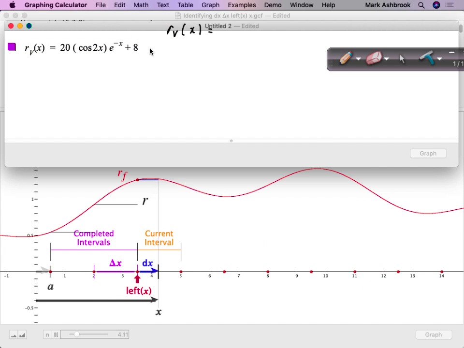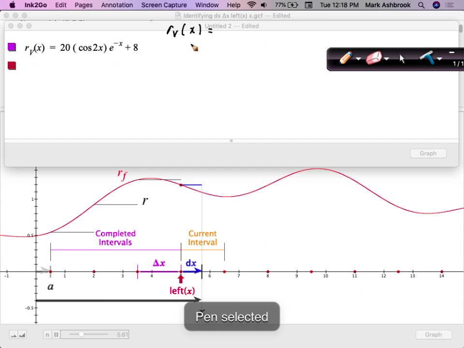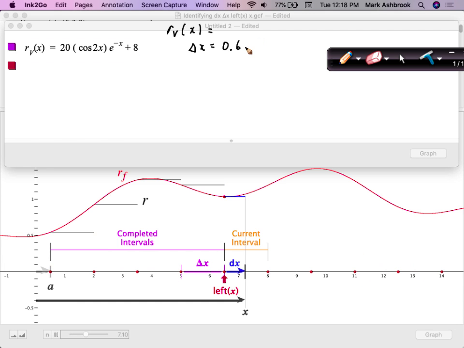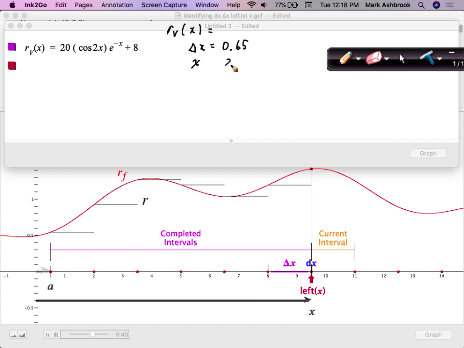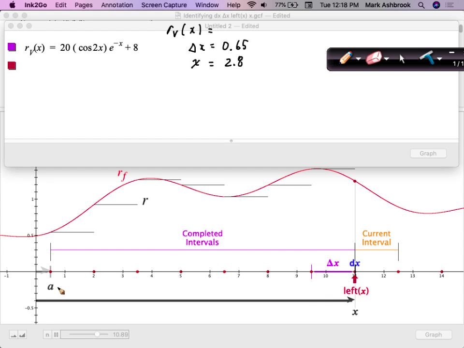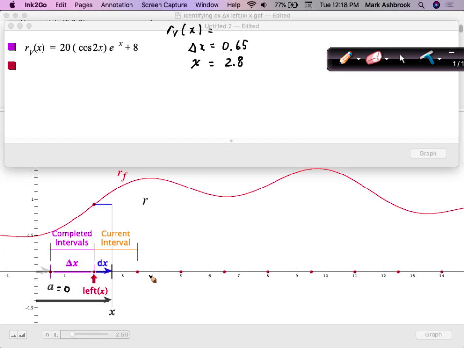Okay, and so then it was what? Delta x intervals were 0.65, is that right? Yes. And I asked you to approximate the accumulated value when x is 2.8. Okay, so now what would a be? Zero. Agree with that, everyone? And x was 2.8, so let's just pause it here.